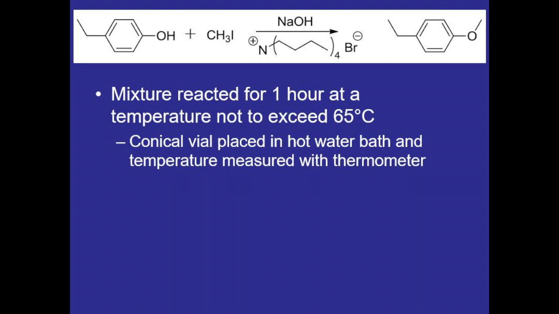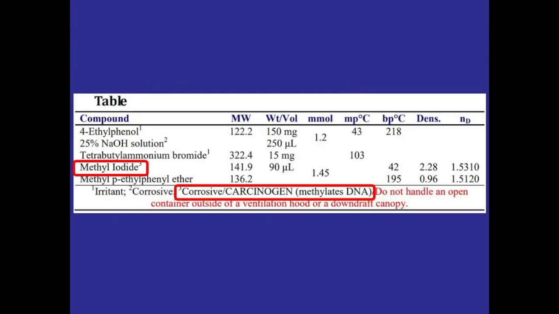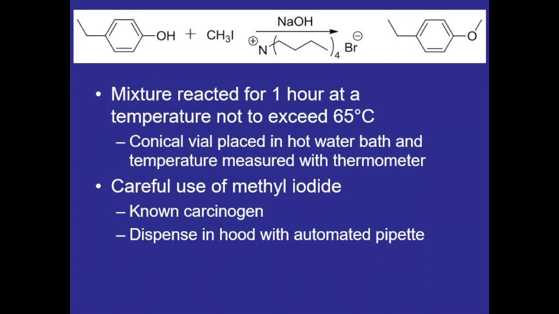Now, when setting up the reaction, we want to be really careful with methyl iodide. It's a known carcinogen, and if you look at the table at the safety issues, you can see it's corrosive, and it's a carcinogen because it methylates DNA. So when adding it to the conical vial, it'll be dispensed in the hood using an automated pipette, and we'll make sure to keep the cap on the container whenever we're not using the methyl iodide.